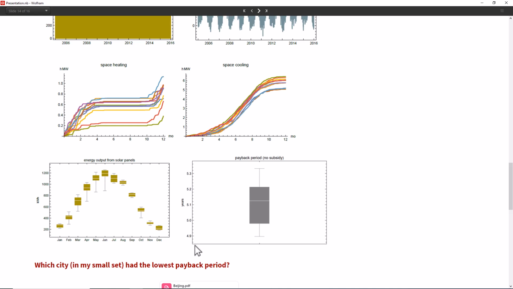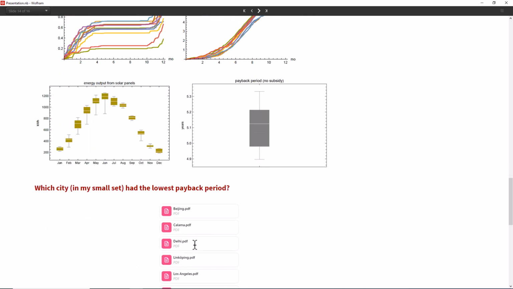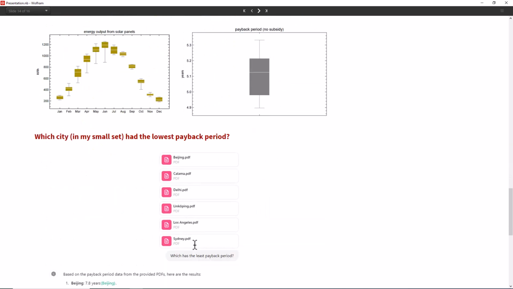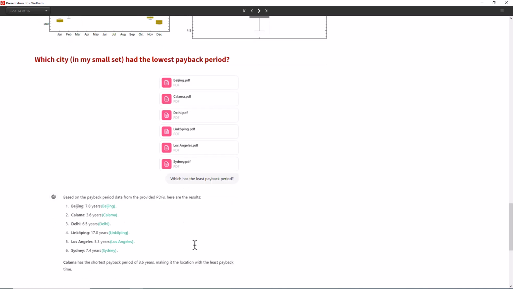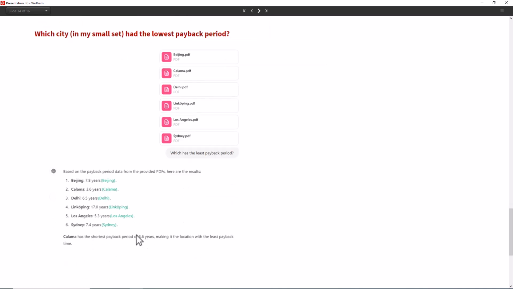You might ask which city would have the lowest payback period. To answer that, I uploaded all my results to ChatGPT and asked it to give the list of cities with the payback period. And as you can see here, Calama in Chile had the least payback period of 3.6 years.